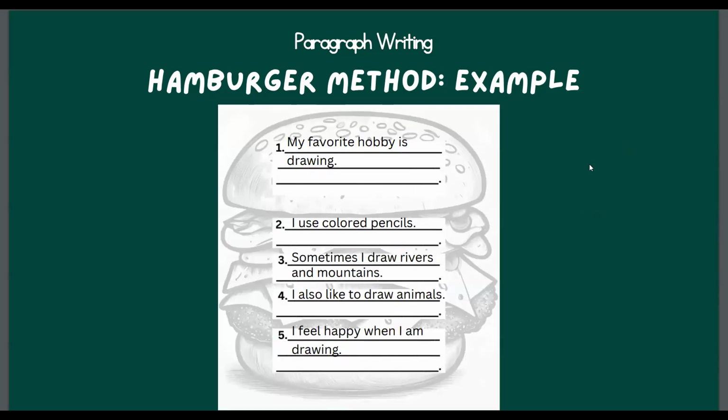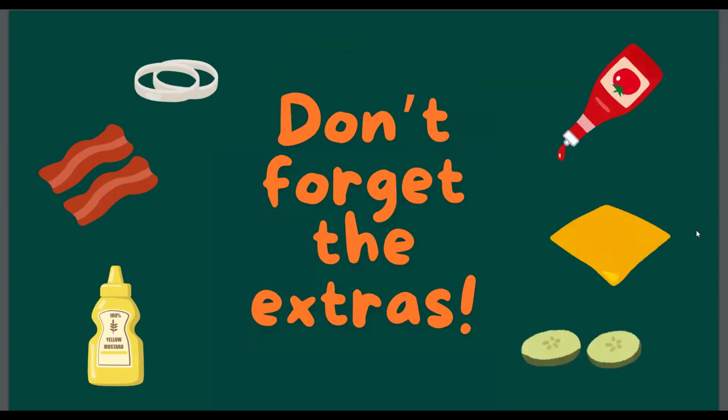Let's look at another example. This paragraph is about my hobby. My favorite hobby is drawing. That's the introductory sentence. It tells you what this is going to be about. It's going to be about my hobby, which is drawing. I use colored pencils. Sometimes I draw rivers and mountains. I also like to draw animals. So these are the 3 detail sentences. I feel happy when I'm drawing. I just basically restated that my favorite hobby is drawing, and I just said it in a different way. It makes me happy.